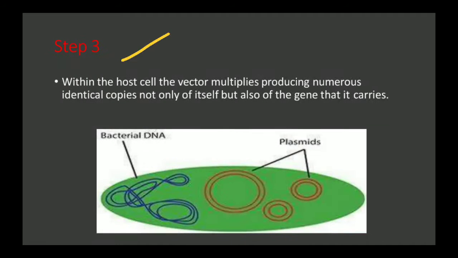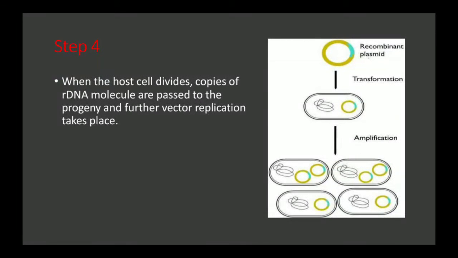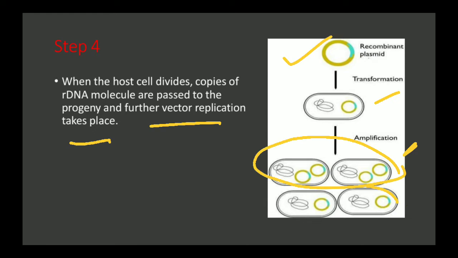Step number 3 is that within the host cell, the vector multiplies, producing numerous identical copies, not only of itself but also of the gene that it carries. Okay, so here you can see that this is the bacterial DNA and these are the plasmids, and you can see the main plasmid has produced different copies. That is, when a host cell divides, the copies of the RDNA molecule are passed to the progeny and further vector replication takes place. Like the recombinant plasmid, transformation takes place, then amplification takes place. You can see this is one step of replication, this is another step of replication.